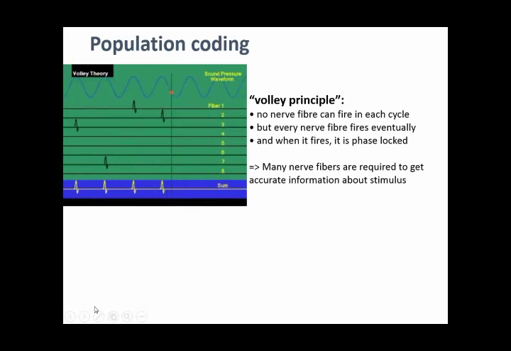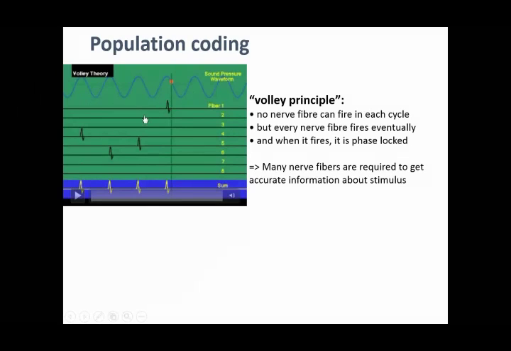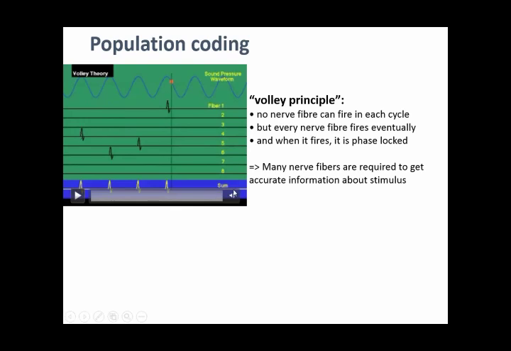The yellow line is a perfectly accurate description of the stimulus, because you get one spike every time the stimulus has a maximum. Even if you look at each individual fiber, you don't necessarily see that, because each individual fiber might take a few tenths of milliseconds before it can fire again. So that's the volley principle, which means it's population coding. We need a whole population of these auditory nerve fibers to code the whole stimulus. That's why we have 30,000 of them.